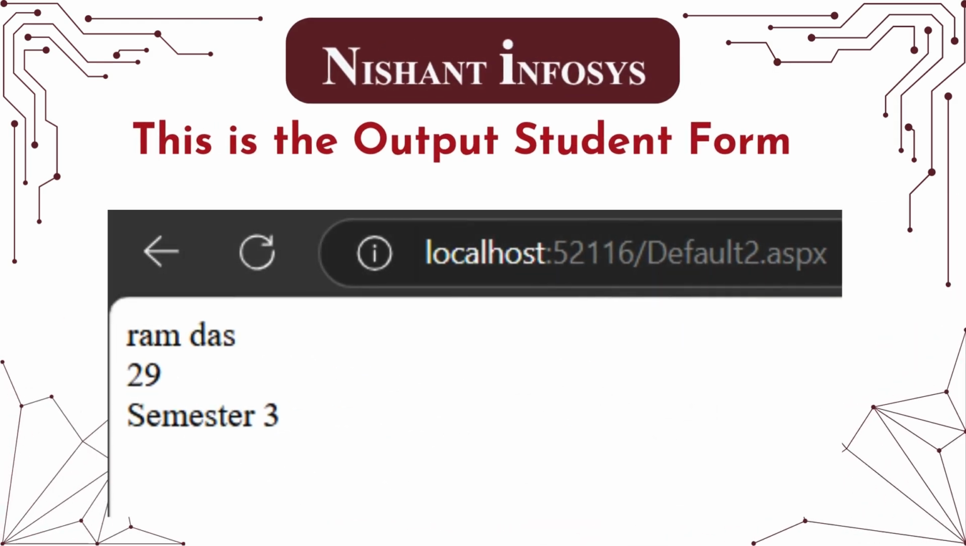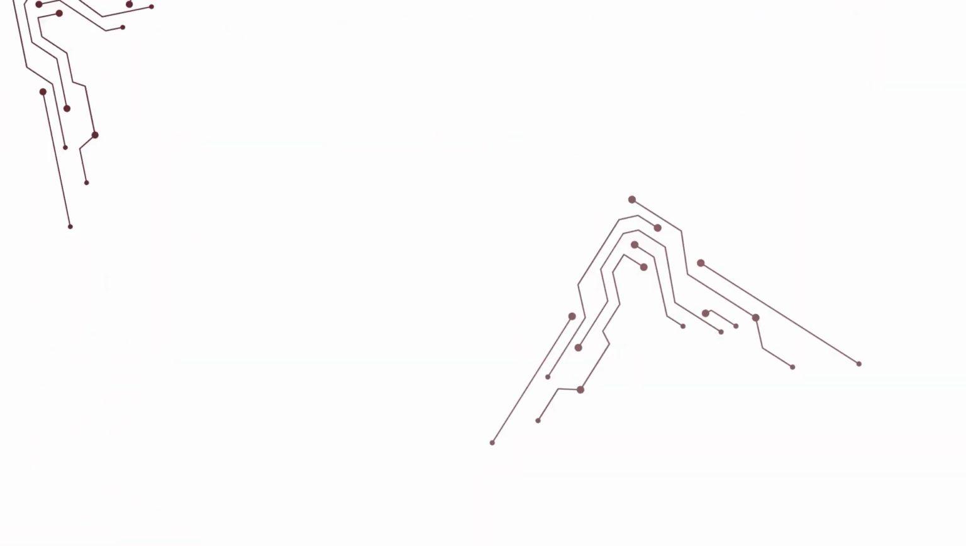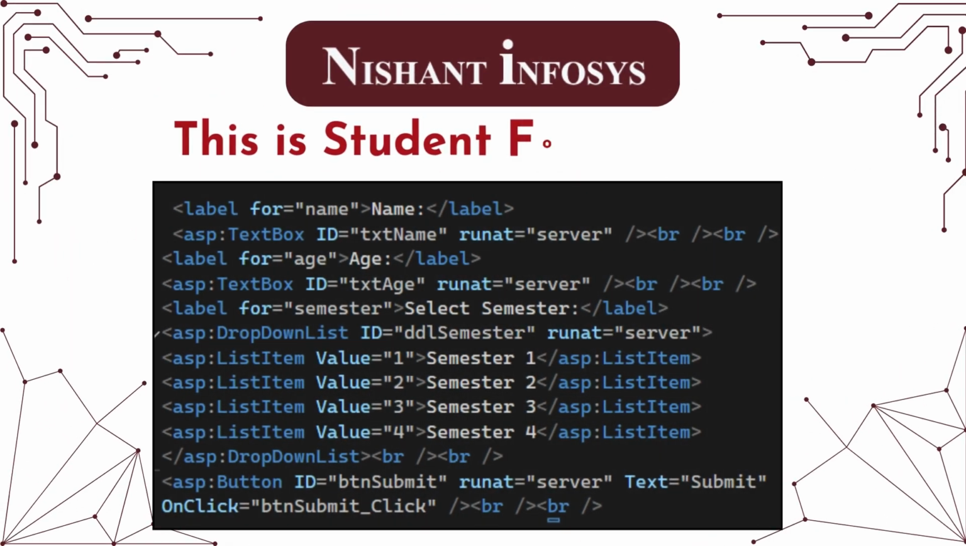This is the output student form. In the page, we see output and display name, age, and semester. This ASP.NET Web Forms code creates a simple form where users can input their name and age, and select their semester from a drop-down list.